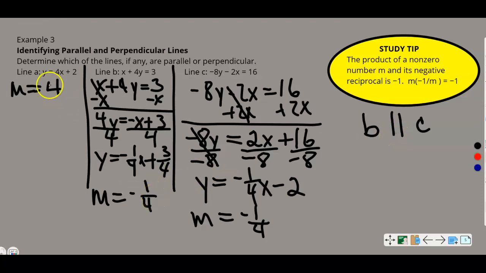All right, 4 and negative 1/4 are negative reciprocals of each other. So these have negative reciprocals of each other, so they should intersect at a 90-degree angle. So line A is perpendicular to line B. All right, so a slope of 4 and a slope of negative 1/4, again, are negative reciprocals of each other. So A is also perpendicular to C.